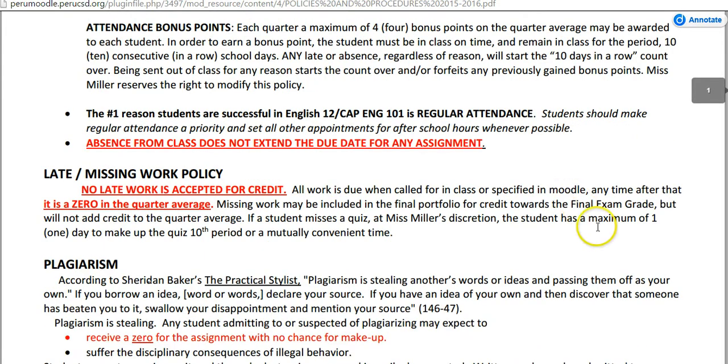Late or missing work. There is no late work accepted for credit. All work is due when called for in class or specified in Moodle. Any time after that is a 0 in your quarter average. Missing work may be included in your final portfolio for credit towards the final exam grade, but it doesn't add any credit back to your quarter average.